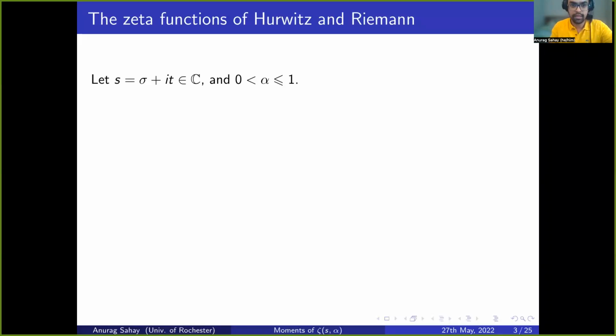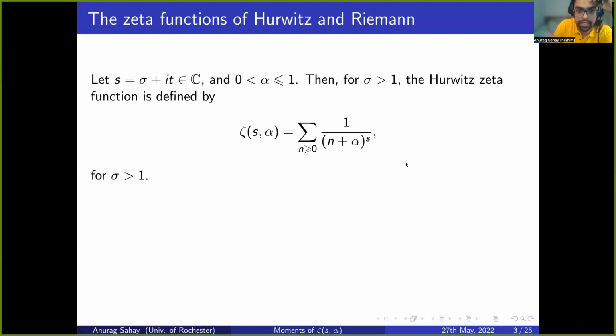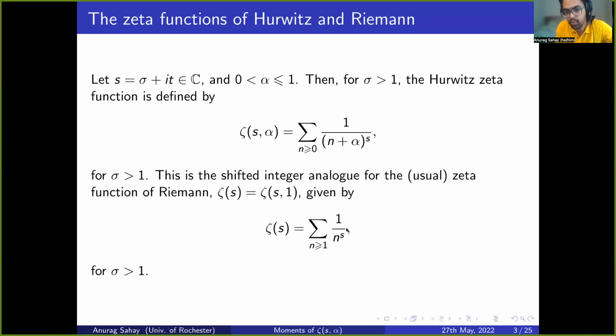Okay, so the way the zeta function of Hurwitz is defined is very similar to the Riemann zeta function, but it's shifted by a shift alpha. So you take an alpha, which in the literature is usually restricted to being between 0 and 1, and you take the usual definition of the zeta function, which is 1 over n to the s, and you shift it by alpha.